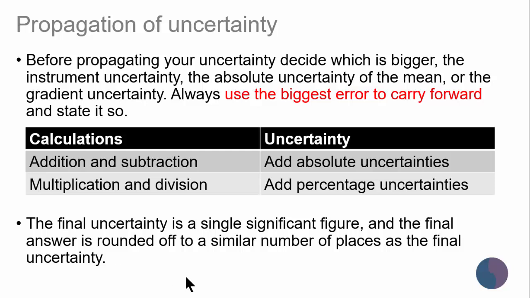The final uncertainty is to one significant figure, and the final answer is rounded off to a similar number of decimal places as the final uncertainty.